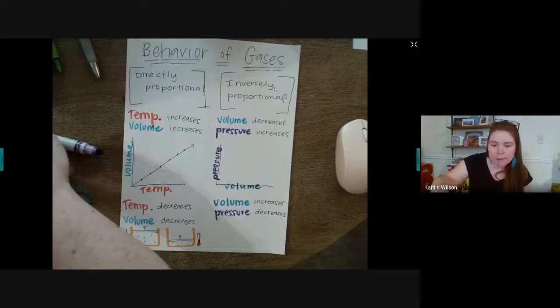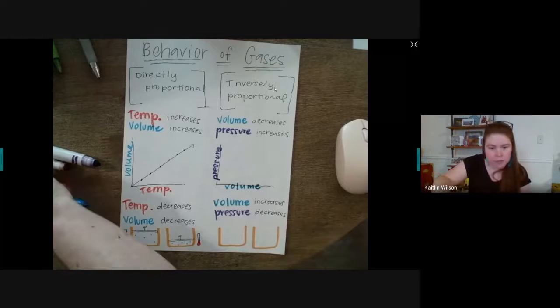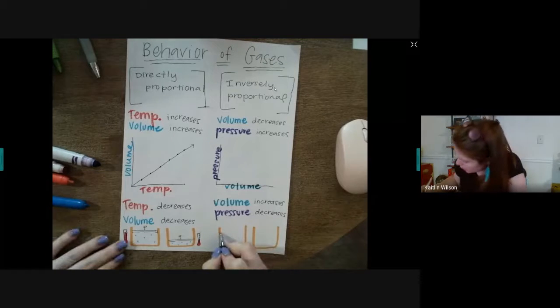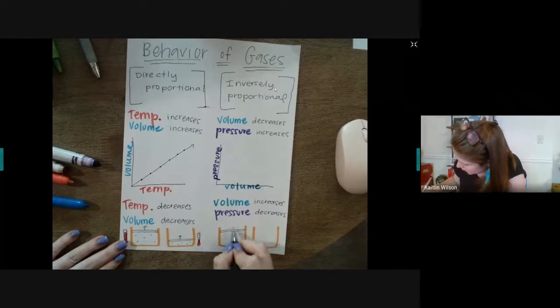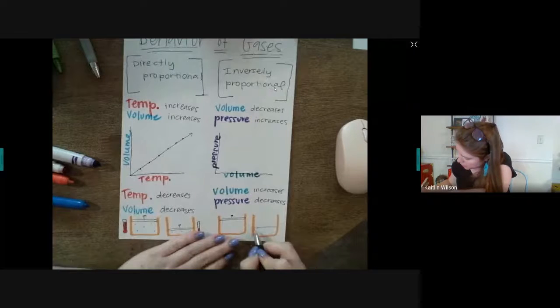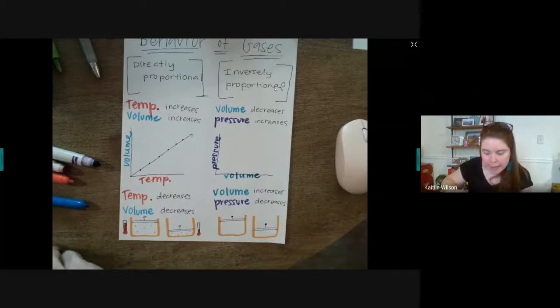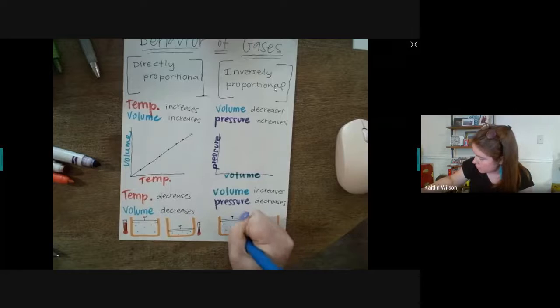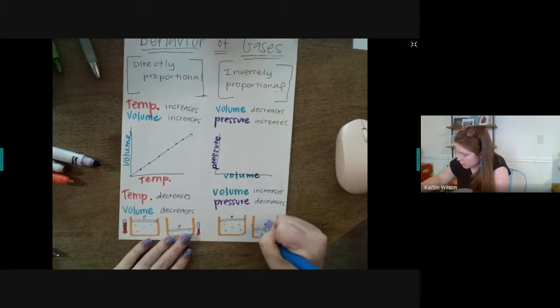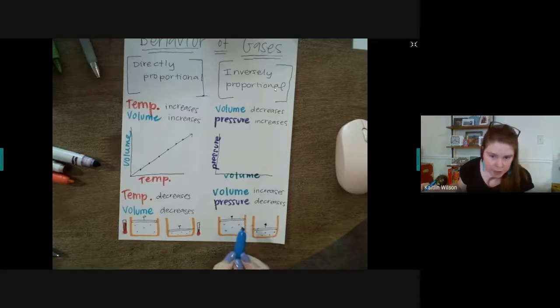All right, and then at the bottom, I'm going to draw another one of those visual depictions. So I'm going to have one with a high amount of volume, lots of space for my gas molecules to move around without colliding. And then I'm going to have one with a smaller volume, less room for my gas molecules to move around, so more collisions are going to be happening. So I'm going to have 1, 2, 3, 4, 5 molecules in here. In this scenario, I know I'm going to have less collisions because there's more room to move. So I'm going to have more volume, less pressure.